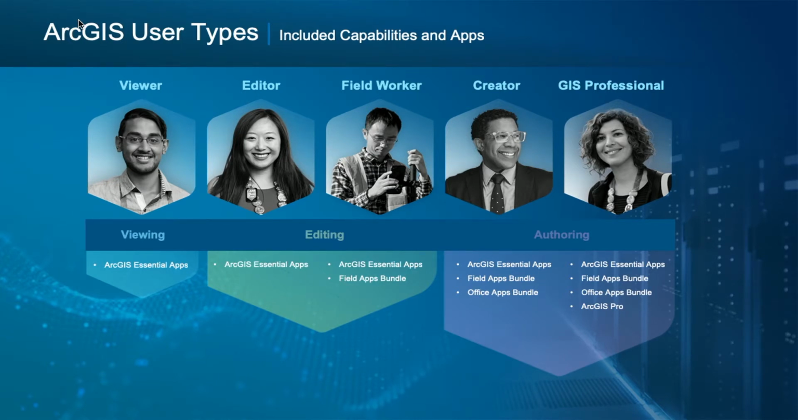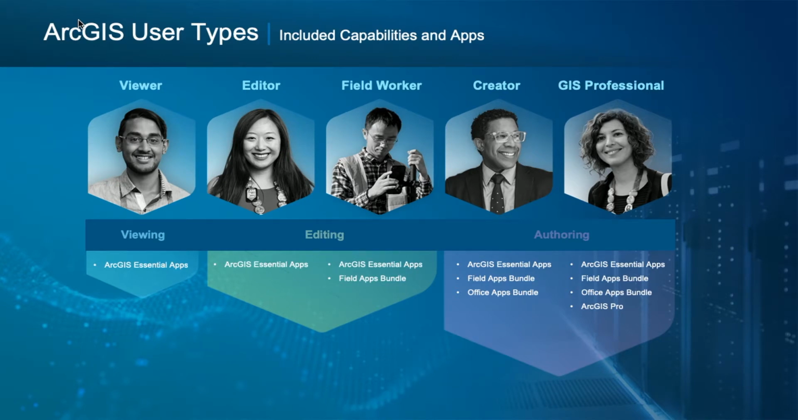The first one is the viewer. This is identical to the previous level 1 user, and they have viewing capabilities to the essential apps. The editor and the field worker have access to editing capabilities within the system, along with viewing capabilities, and then they also have access to different sets of apps. The editor has access to the ArcGIS essential apps, and the field worker has access to both the essential apps and the field apps bundle. Those are apps like Collector, Survey123, and Workforce for ArcGIS.